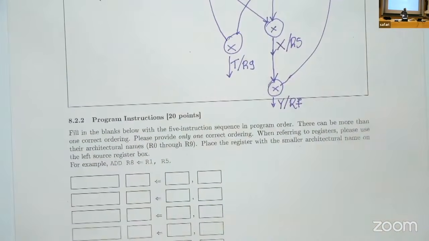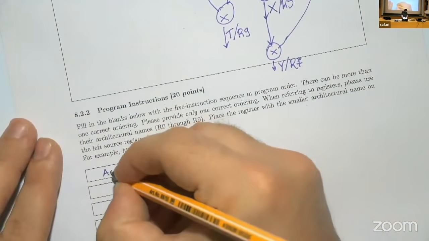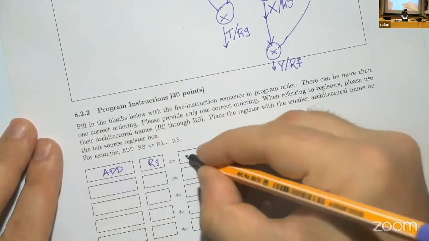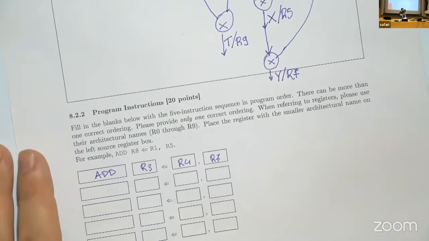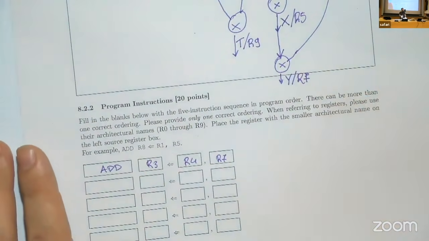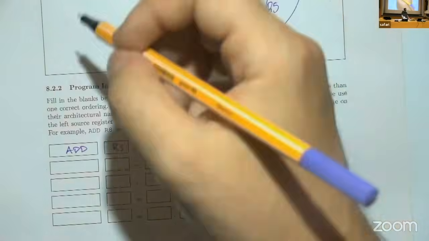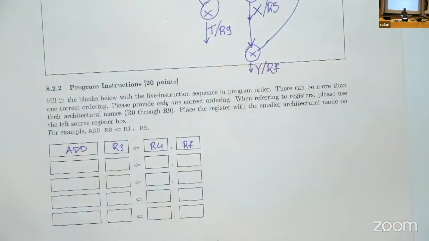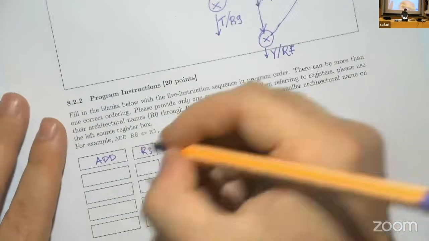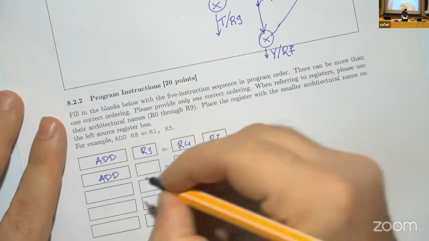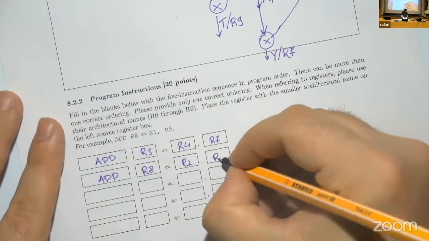The first one is the one that doesn't exist in the reservation stations, which is add R3, R4, R7. After that, you can place the one that I mentioned, add R1 and R2 to R8. This you can place anywhere you want, but it cannot be before this instruction. So for example, I can do here, add R8, R1, and R2.